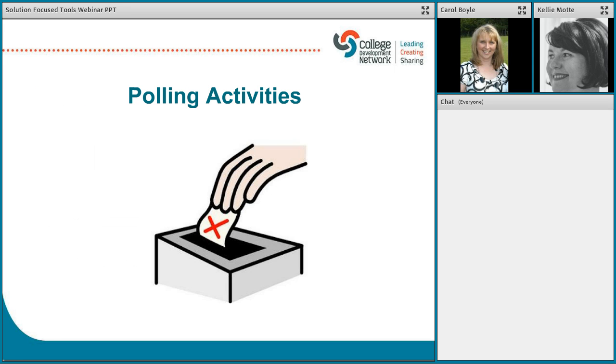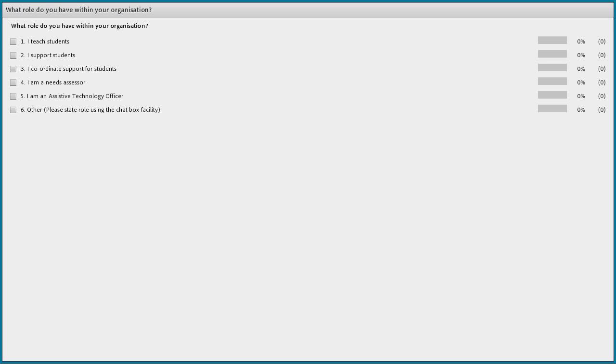Okay, so let's get started with our first polling activity. So we'll just get George to bring that up. Okay, so there's some responses coming in then. Just giving you all a chance to complete that poll. You might actually have multiple roles, so that's absolutely fine to select more than one. And of course, if you do have a role that's not stated there on the poll, then please type that into the chat box.